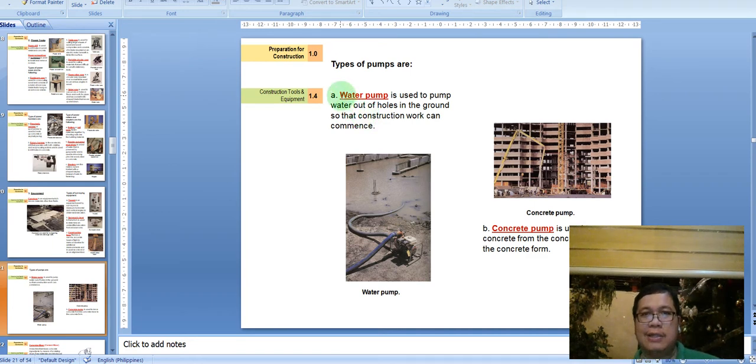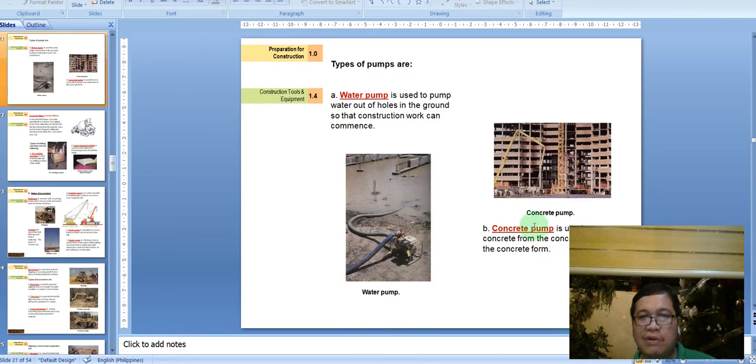Now, what's the significance of your water pump? Usually, this is very useful when you have already excavated your foundation and then it rains, and your entire foundation is filled with water. So how are you going to get the water out? Well, of course, you can use a bucket. Slowly, you're going to remove the water, but it will really be time consuming. The best thing to do is use the water pump to remove the water.